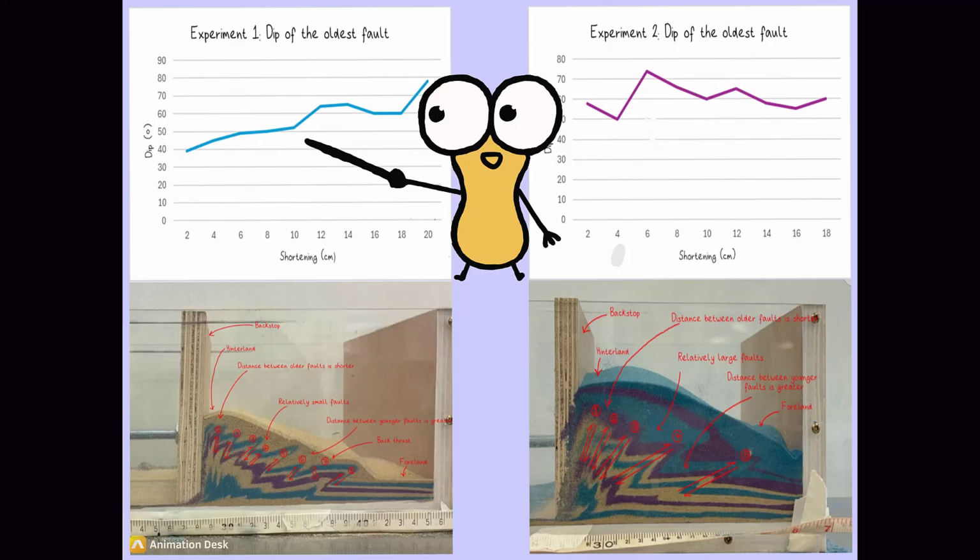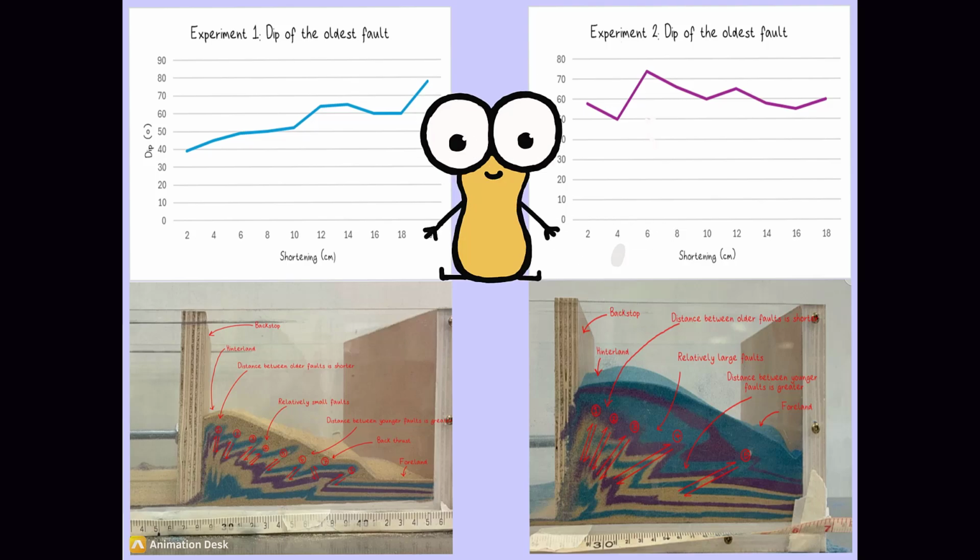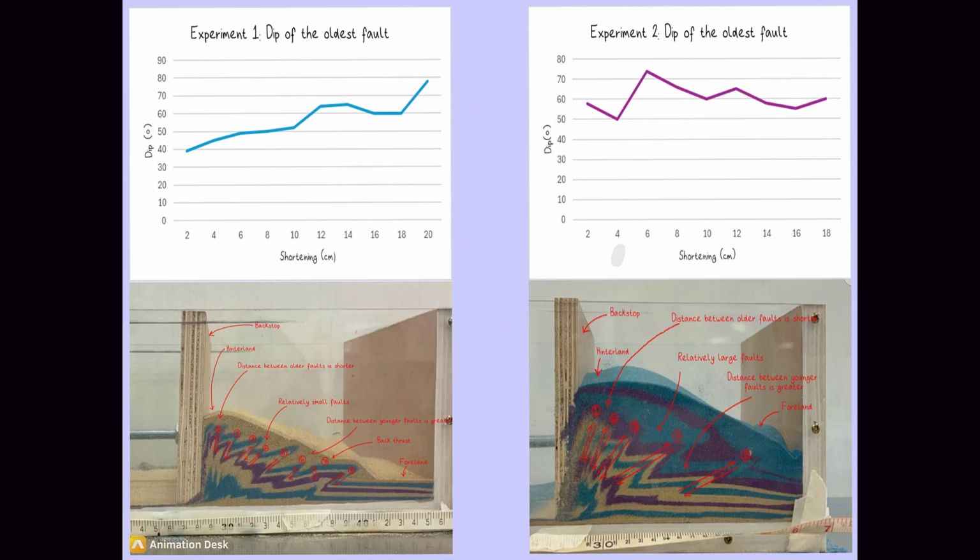Experiment 1 generally follows a consistent pattern, where dip angles of the oldest faults gradually increase. 16 and 18 centimeters of shortening appear to be an exception, with dip angles decreasing and plateauing, but then returning to the original trend at 20 centimeters of shortening. In comparison, experiment 2 exhibits a fluctuating trend, with dip angles increasing and decreasing. This suggests the dip of the fault varies abruptly at certain intervals, particularly after the addition of sand. These fluctuations indicate that increased deposition alters the older fault angles during orogenesis.